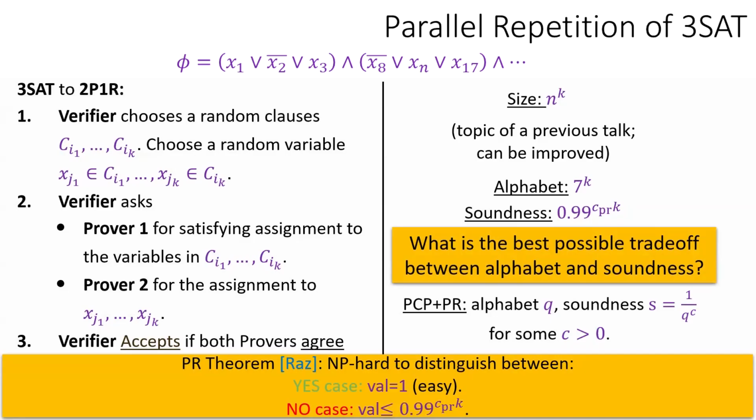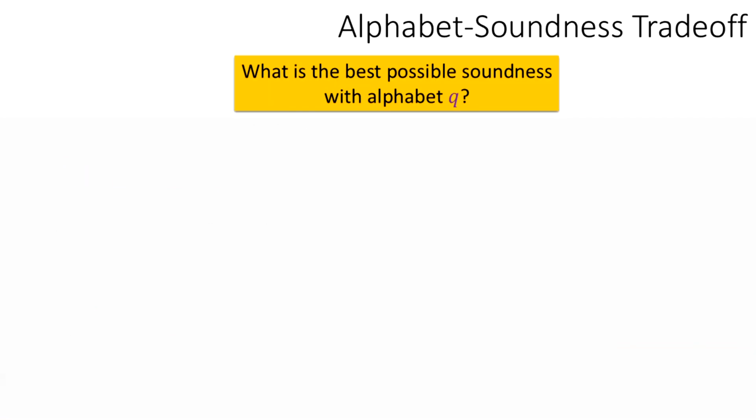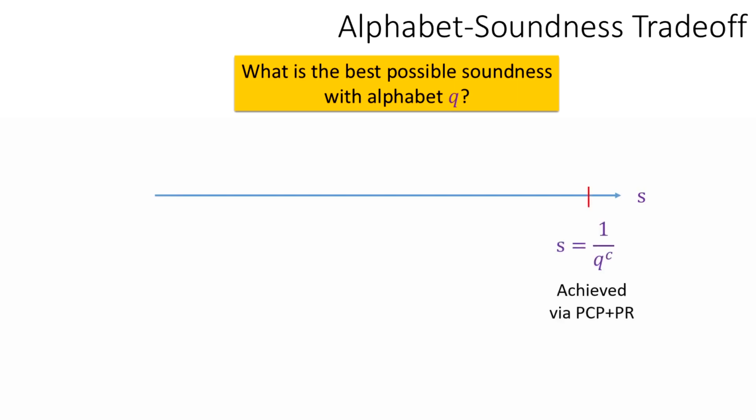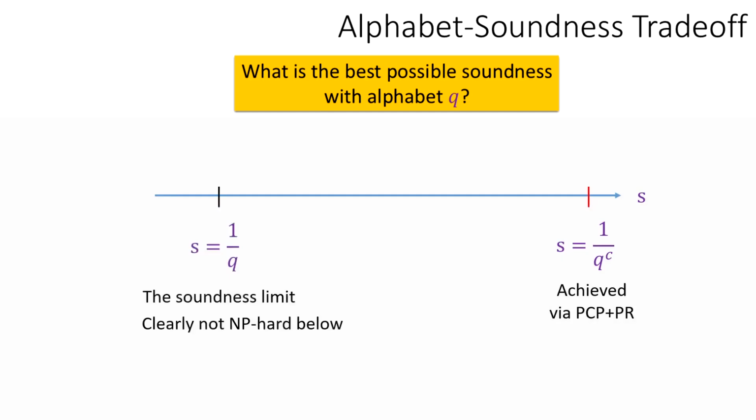And the focus of the talk today would be what is the best possible trade-off you can hope for between your alphabet size and the soundness. So let's draw a line. So S, this is the soundness axis. And we saw that it's possible to achieve soundness, which is 1 over q to the c. We'll see some constant. And I claim that the soundness barrier is at 1 over q.